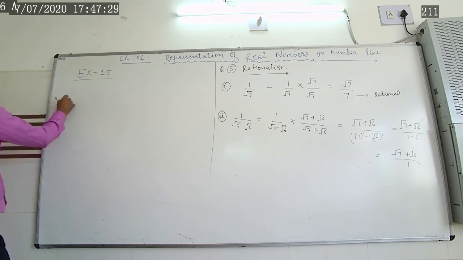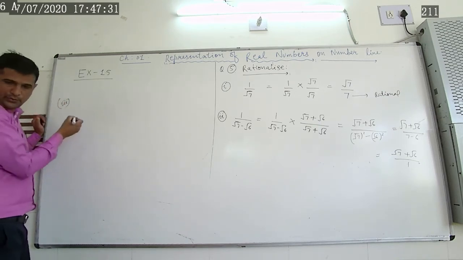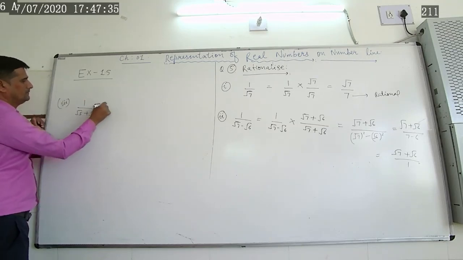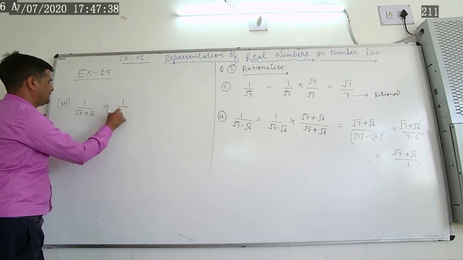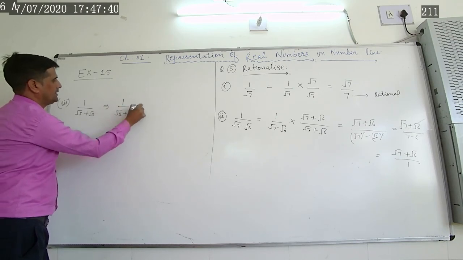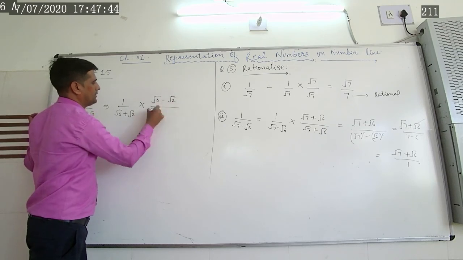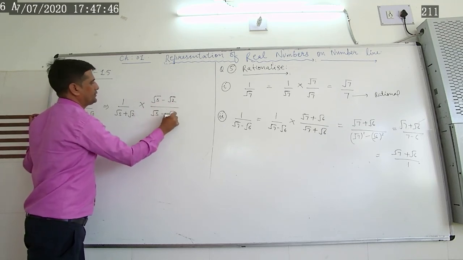This third part, you can do at home. What can be done? Same number, change its sign. √5 minus √2 over √5 minus under root 2.